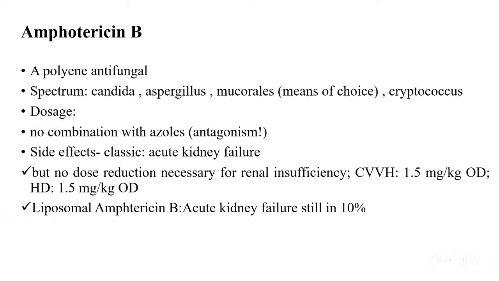Then amphotericin B. It is a polyene antifungal. Its spectrum includes Candida, Cryptococcus, Aspergillus. Doses are initially 0.25 mg per kg over 6 hours, then increased within 2 days to 1 mg per kg. No combination with azoles because of antagonism. Side effects are leukopenia, thrombocytopenia, transaminitis, allergic reaction, hypokalemia, renal diabetes insipidus, nephrotoxicity. The classical side effect is acute kidney failure due to amphotericin B, and liposomal amphotericin B also shows acute kidney failure in 10% of the cases, but no dose reduction is necessary for renal insufficiency in CRRT.